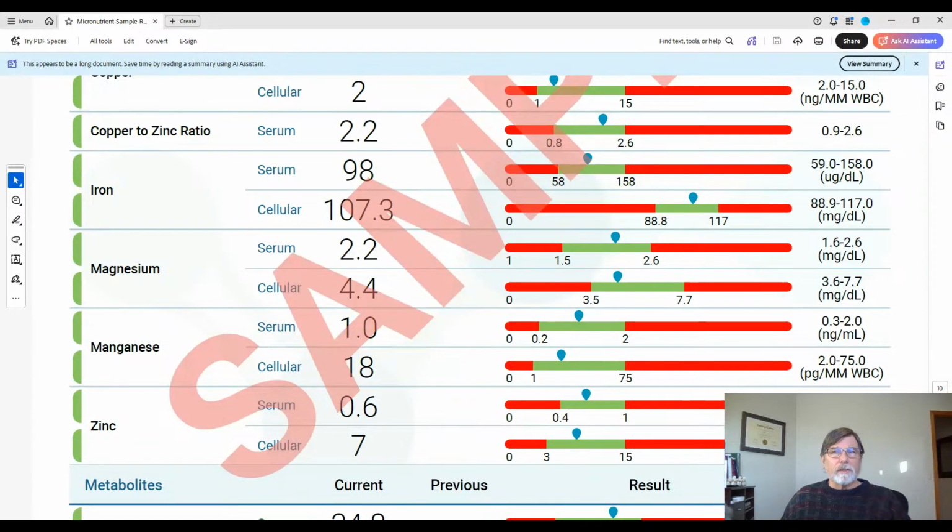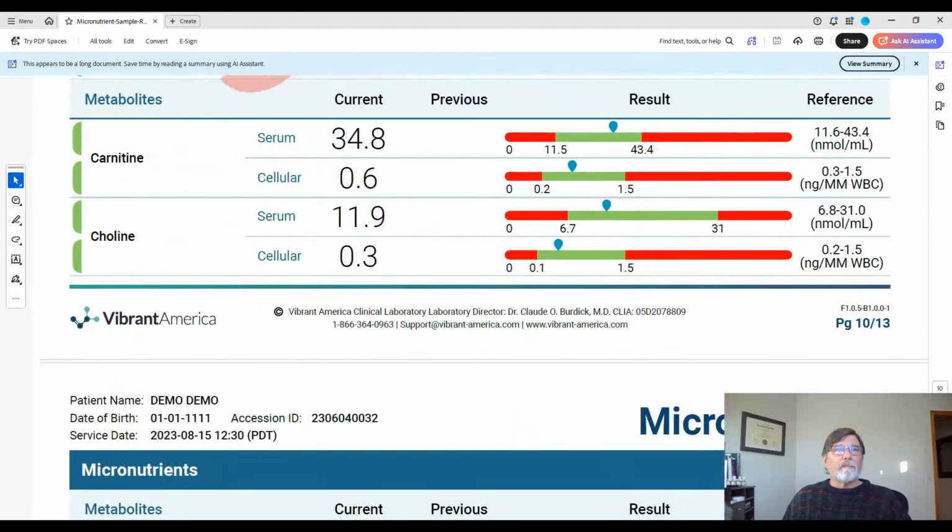Here's magnesium, serum magnesium versus cellular magnesium. Magnesium is an intracellular mineral. So the fact that it's higher in the serum than in the cell makes one think that there may be challenges getting the magnesium in. Same thing with manganese, same thing to a lesser degree with zinc. Carnitine, similar problem here.